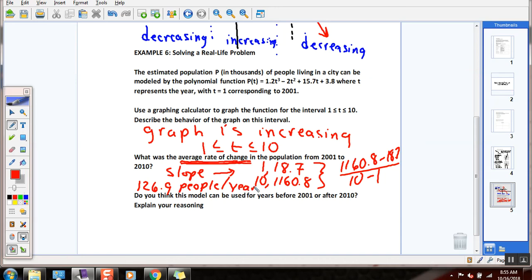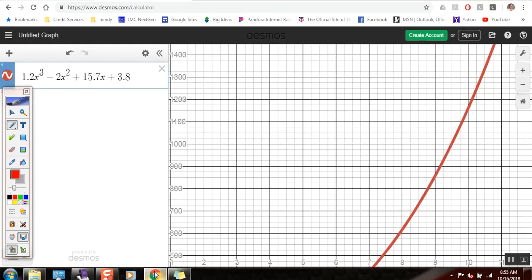Okay, now guys, do you think that this model can be used for years before 2001 or after 2010? Explain the reason. First of all, kids, my graph looked like it was doing what? It looks like it's increasing. Does it look like it's going to increase and stop at a certain value, or does it look like it's going to increase for a long, long time? Do you think that our population is going to get close to infinity? I mean, infinity is as big as you can get. Is this going to be a good model or a bad model if we're talking about population approaching infinity? What do you think?